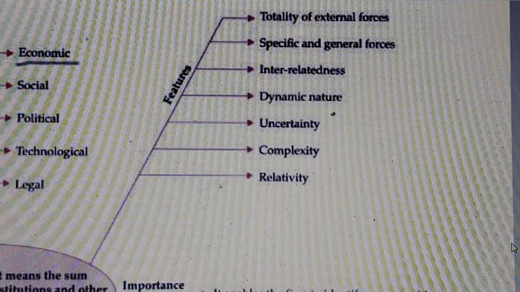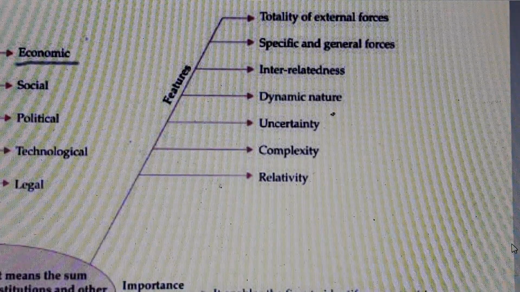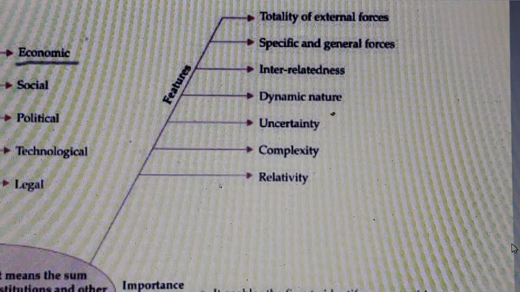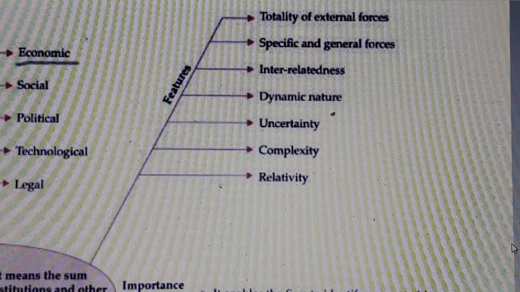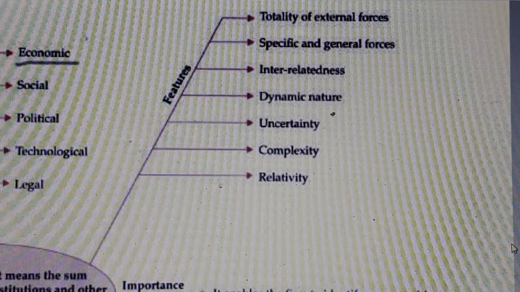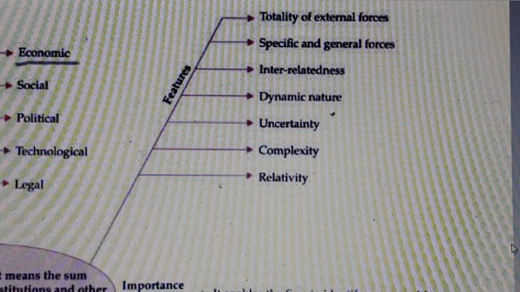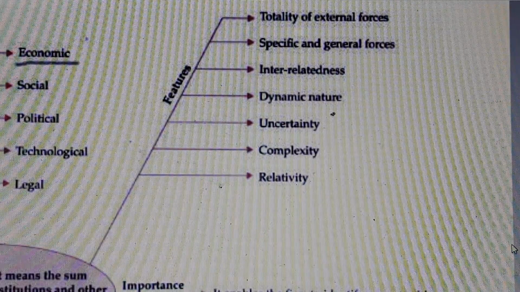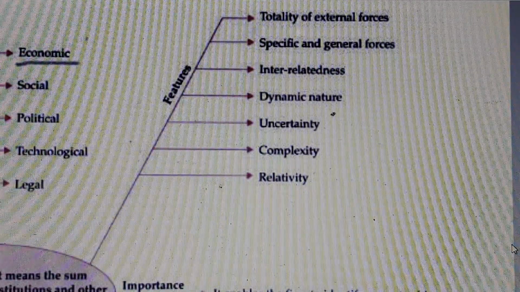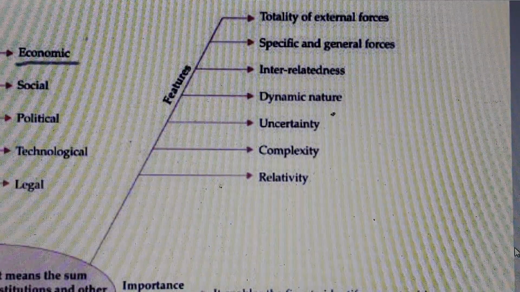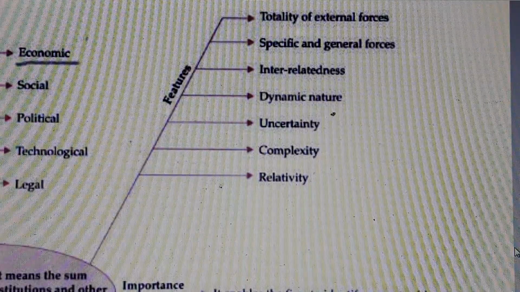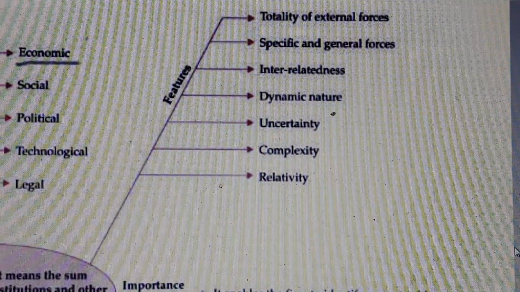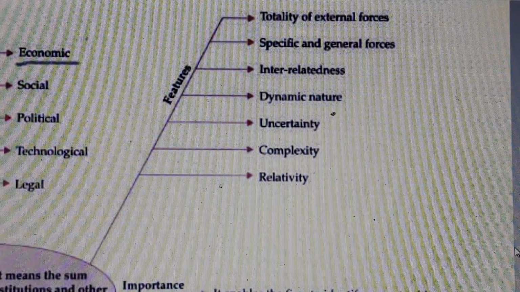Next is your interrelatedness. Business environment gives us a sequence or gives us a feeling of interrelatedness with each other. As you can see that the economic, social, political, technological and legal are parts of business, and they all are interrelated to each other. One affects the other in one or the other way. Next is your dynamic nature. All these things are dynamic in nature, and they have equal importance at their places.